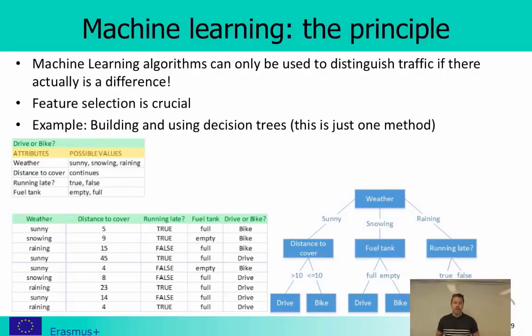So when we have the labeled data, we have a number of observations. Like the first line, the observation is it's sunny. There is a distance of 5 kilometers. We are running late, yes, and we have a full fuel tank. So in that case, we note that the right decision was to bike. I don't know why this was the right decision, but this is something I need to have in my data set.